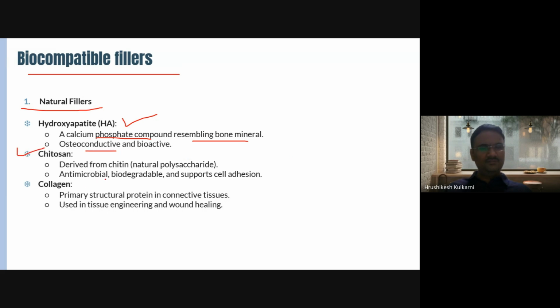Chitosan, as we have already discussed, is antimicrobial, biodegradable, and supports cell adhesion. Collagen, we have discussed, is a primary structural protein in the connective tissues and is used for wound healing. We have seen some patients where the wound healing rate is very poor, and because of that there is damage to body components, so we can use this collagen for this purpose.